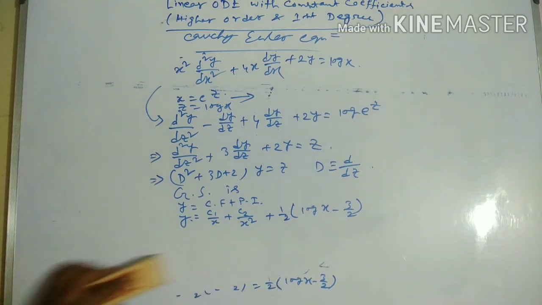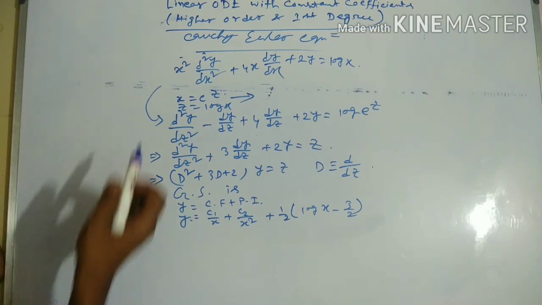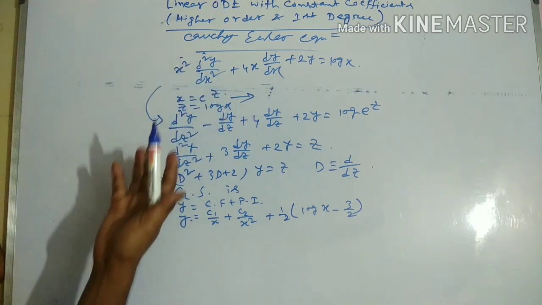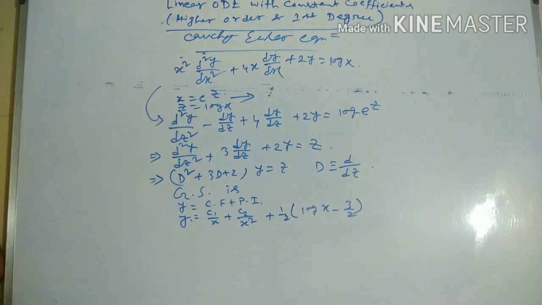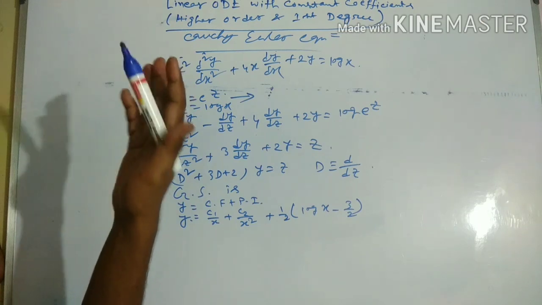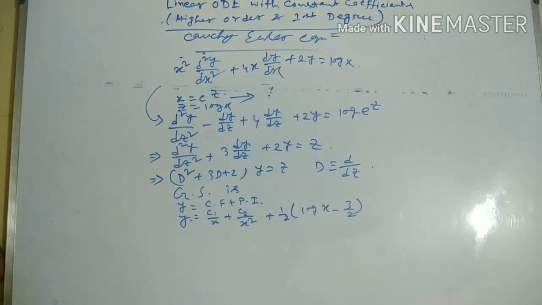This was the whole of the Cauchy Euler equation. I told at the start of this video that there may be any linear function in place of x, that is x plus a or x minus a. The procedure will be the same; just instead of x you have to substitute that function, that is x plus a or x minus a, by e to the power z. The remaining part will be the same.